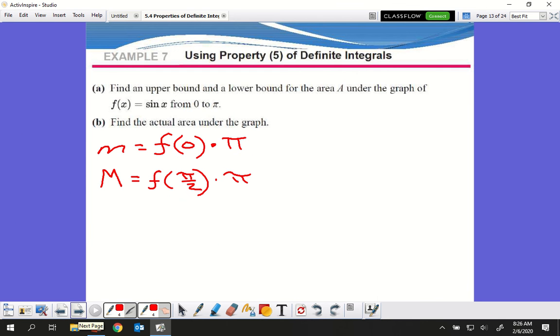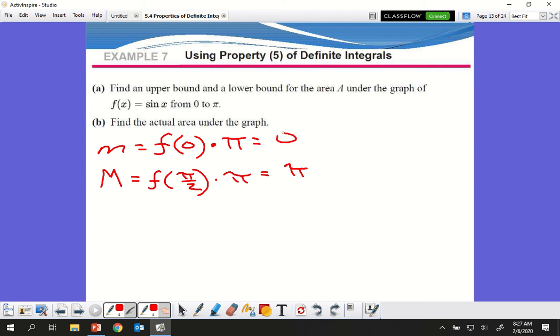So the maximum area of this is going to be, what is sine at pi over 2? 1 times pi, which is pi. Yes, okay, good. All right, 0. So f of 0, so sine at 0 was 0, times pi is 0.